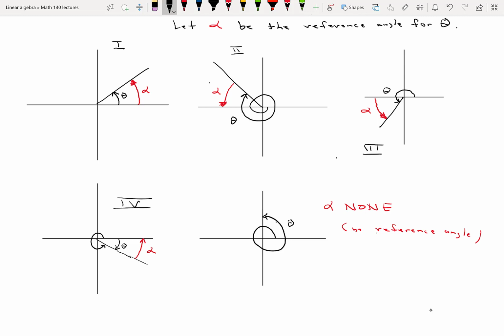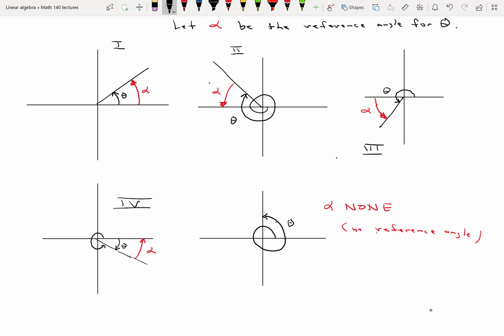If the angle was like negative 30 degrees, the reference angle would be positive 30 degrees. The last thing about reference angle is if the original angle theta is quadrantal, there is no reference angle. Quadrantal angles have no reference angle. There's no such thing as a reference angle for a quadrantal angle.